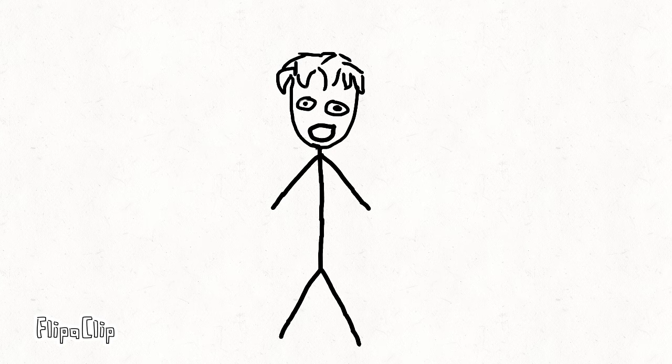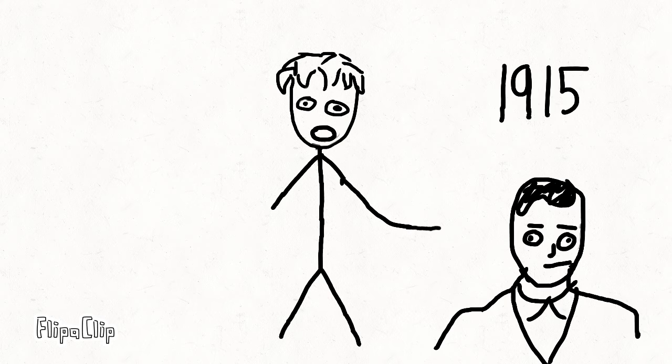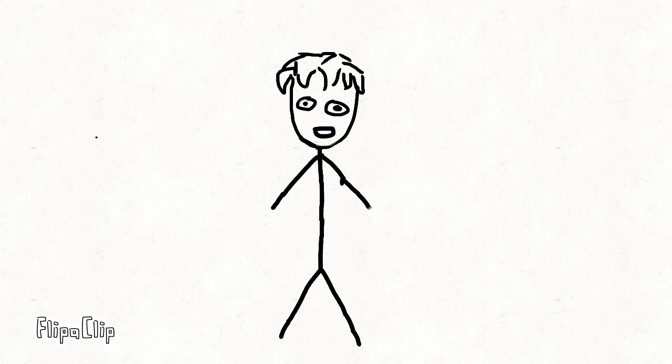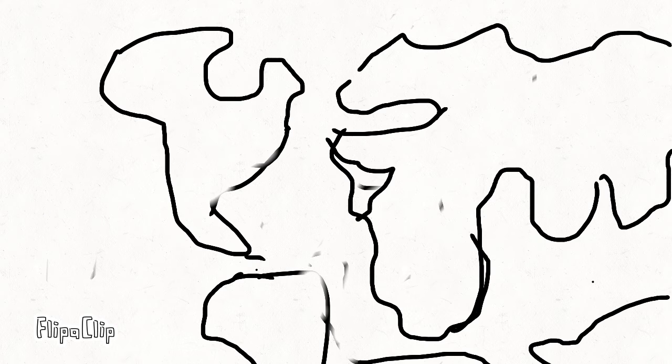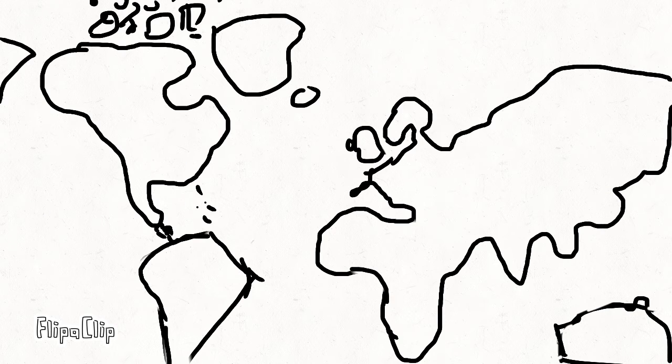Tectonic plates was a theory proposed by Alfred Wegener in 1915. This theory is the theory of continental drift, which is basically that the continents used to be part of a megacontinent called Pangaea, but the plates split apart and moved to where they are now.